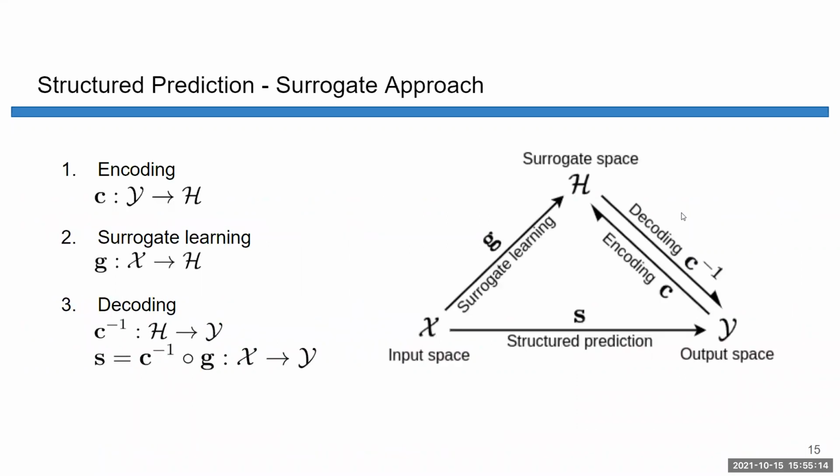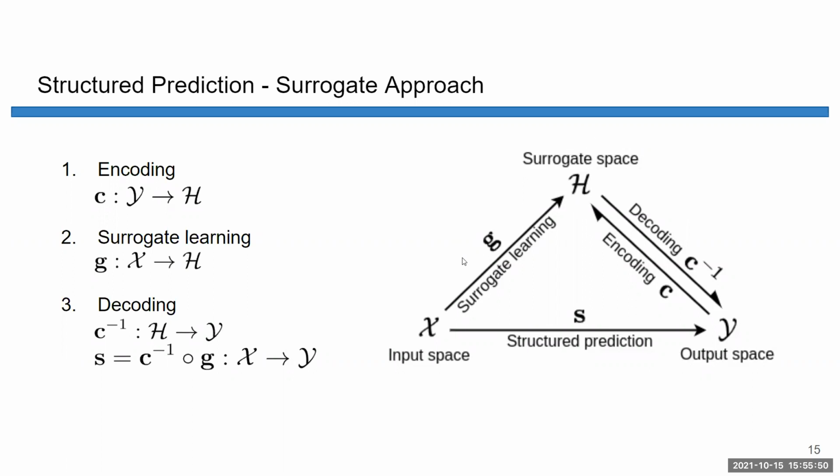So to solve the structure prediction problem, a popular framework is called the surrogate approach. In this surrogate approach, we first do the encoding, where the encoding rule maps a quantity in the output space to a surrogate space, which is usually a vector space or Hilbert space. And then the learning is done in this surrogate space.